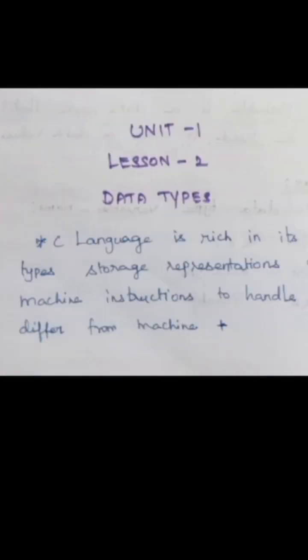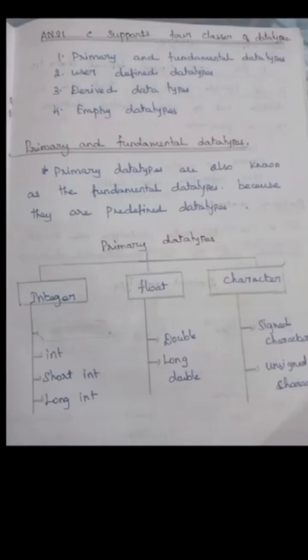The next topic is data types. C language is rich in its data types. Storage representation and machine instructions to handle constants differ from machine to machine. C supports four classes of data types: primary and fundamental data types, user defined data types, derived data types, and empty data types.